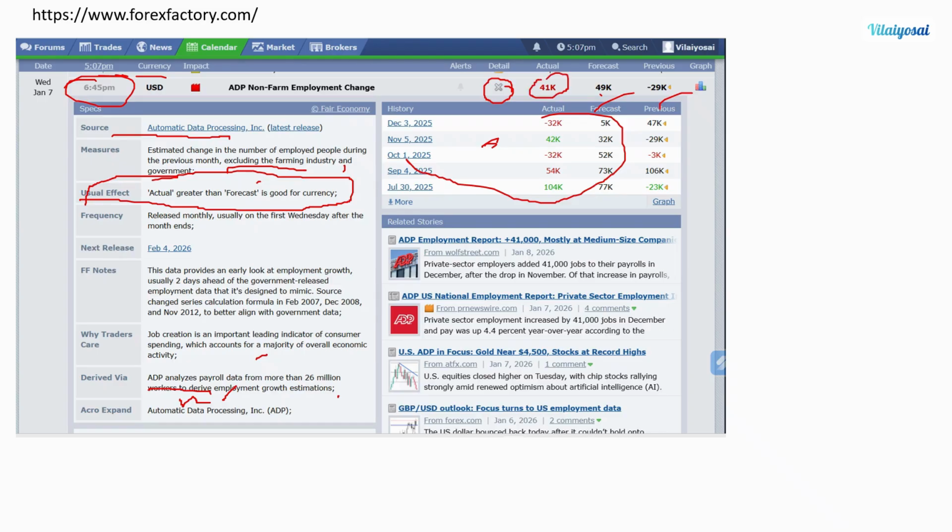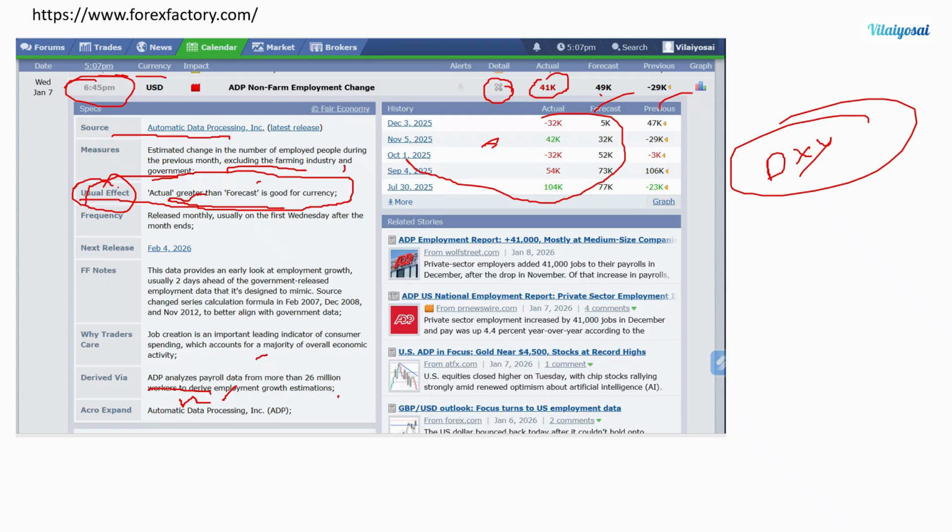So what is mentioned here is very important. Usual effect: actual greater than forecast is good for currency. Here the actual is lesser than forecast, so it's bad for currency. Bad for currency means bad for DXY, for the traders.